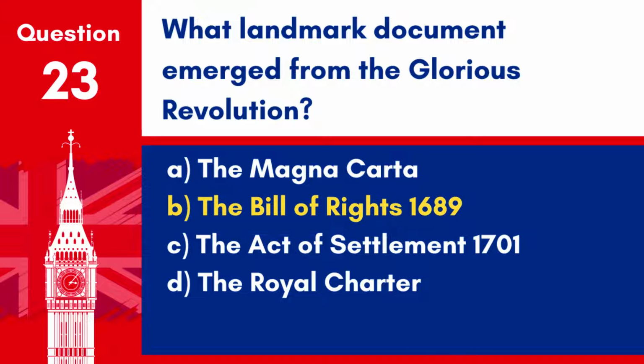Answer B. The Bill of Rights 1689. The Bill of Rights 1689 emerged from the Glorious Revolution and laid the foundation for a constitutional monarchy in England by outlining specific civil rights and clarifying the limits of royal authority.